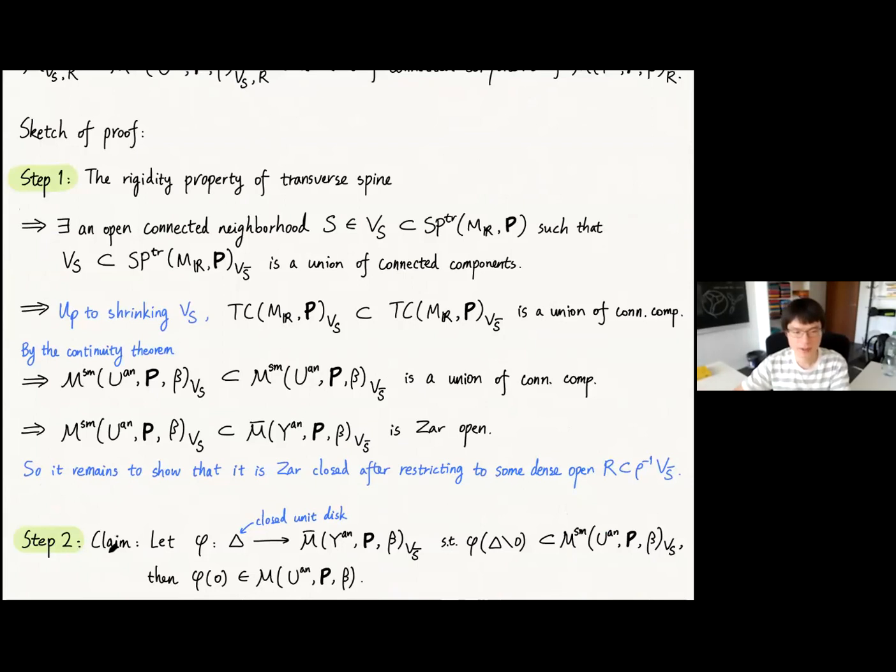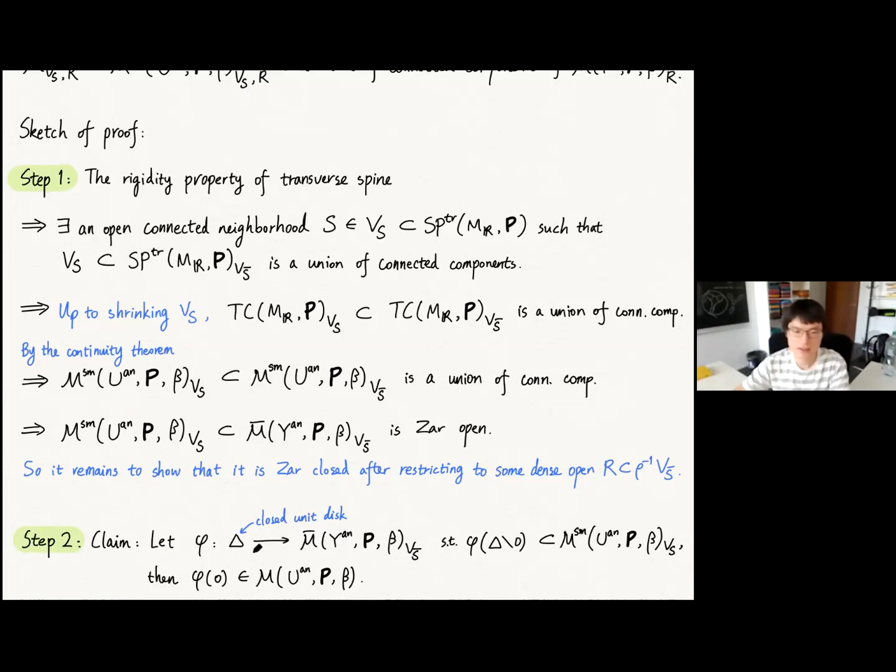Step 2, we prove the following claim. In order to prove Zariski closedness, we use some closed analytic disk to detect the Zariski closure. So we consider a map phi from a closed unit disk to M bar, the proper moduli stack M bar restricted to Vs bar.